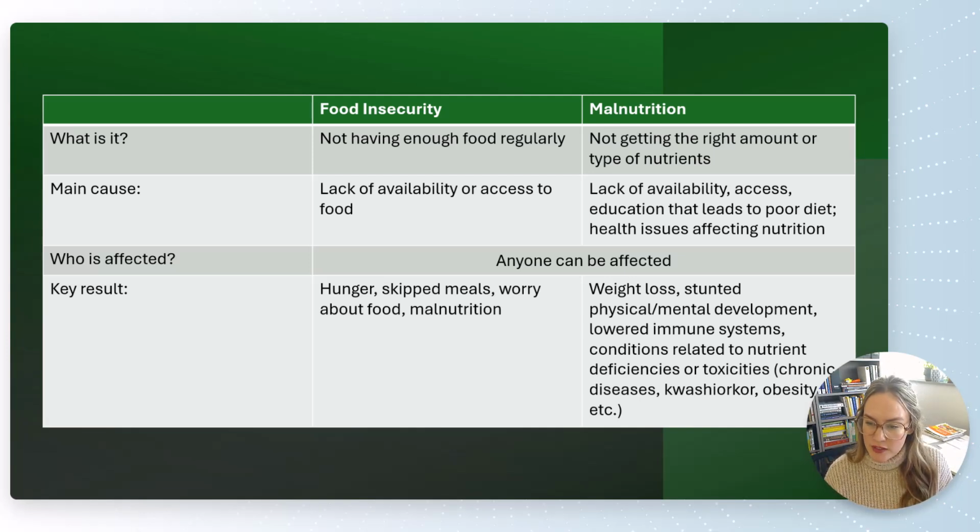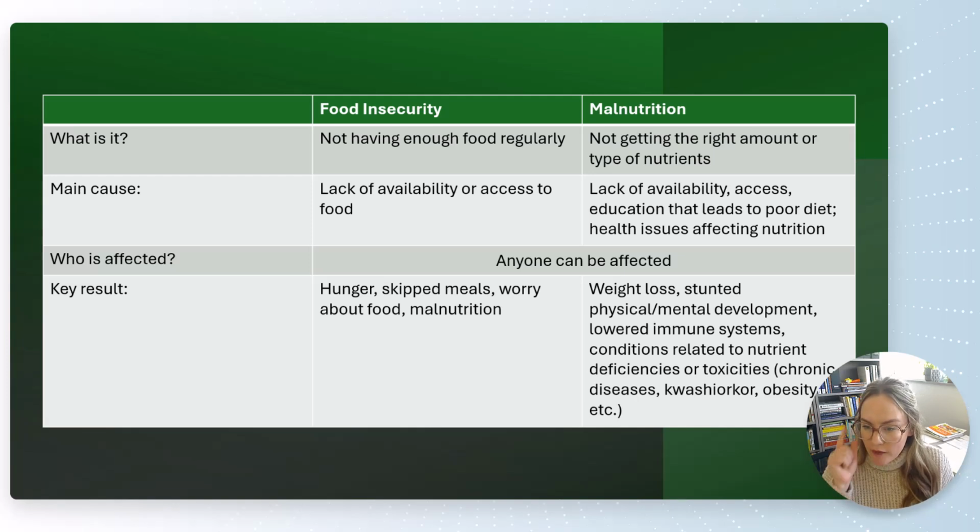Some nutrient deficiencies of note. Vitamin A deficiency is the leading cause of blindness in the world, so that's an important one. Another one is iron deficiency. This is actually the most common micronutrient deficiency in the world, and that can lead to, of course, iron deficiency anemia, but also a host of other symptoms like low energy and things like that.